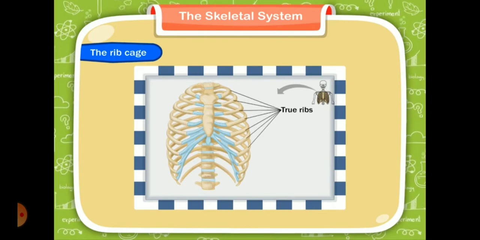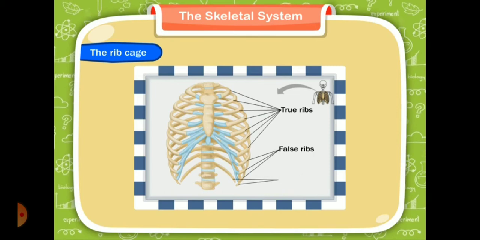The upper 7 pairs of ribs, called true ribs, are attached to the breastbone in front. The next three pairs of ribs, called false ribs, are attached to the lower true ribs in front. The lowest two pairs of ribs, called floating ribs, are not connected to any organ in the front. They are smaller than both the true and false ribs.